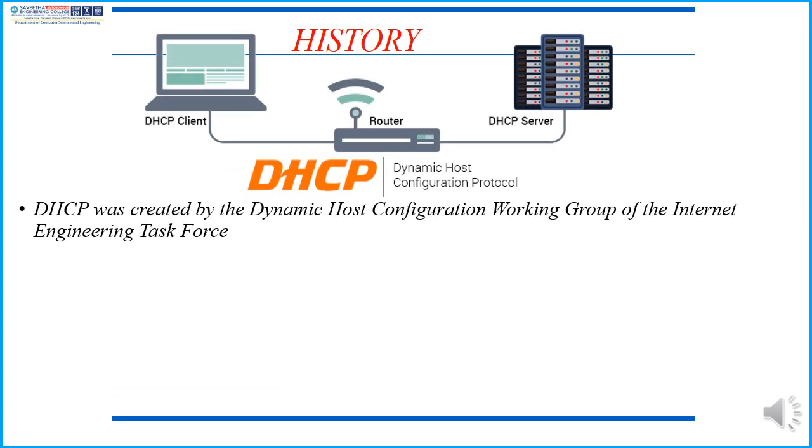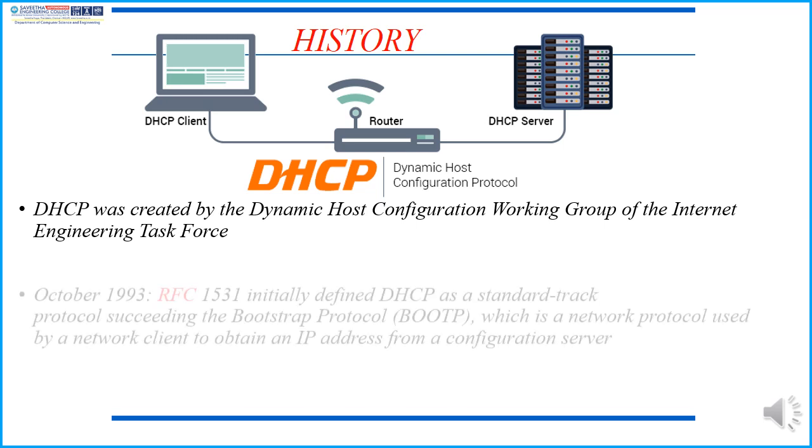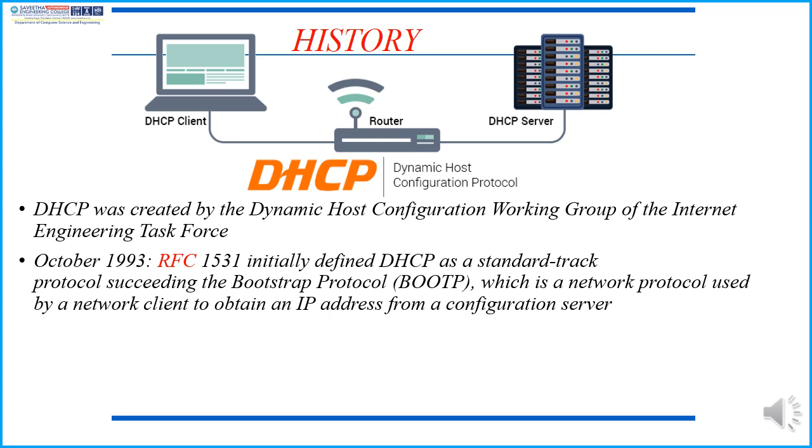DHCP was created by the Dynamic Host Configuration Working Group of the Internet Engineering Task Force. In October 1993, RFC 1531 initially defined DHCP as a standard track protocol succeeding the Bootstrap protocol, which is a network protocol used by the network client to obtain an IP address from the configuration server.